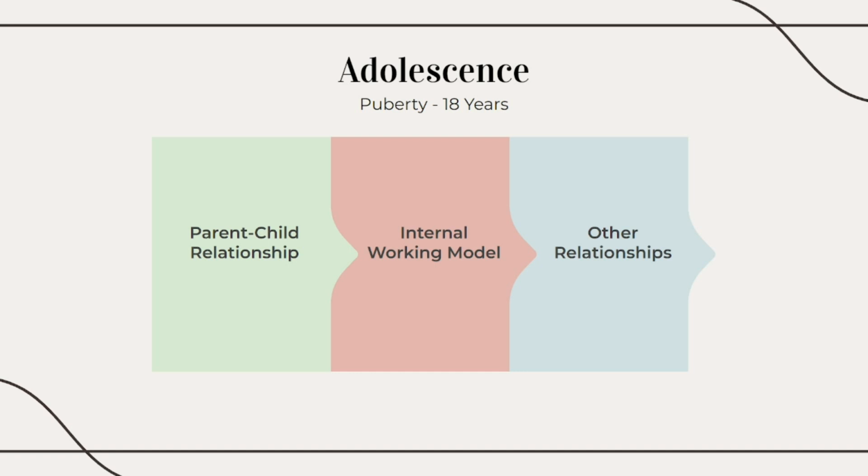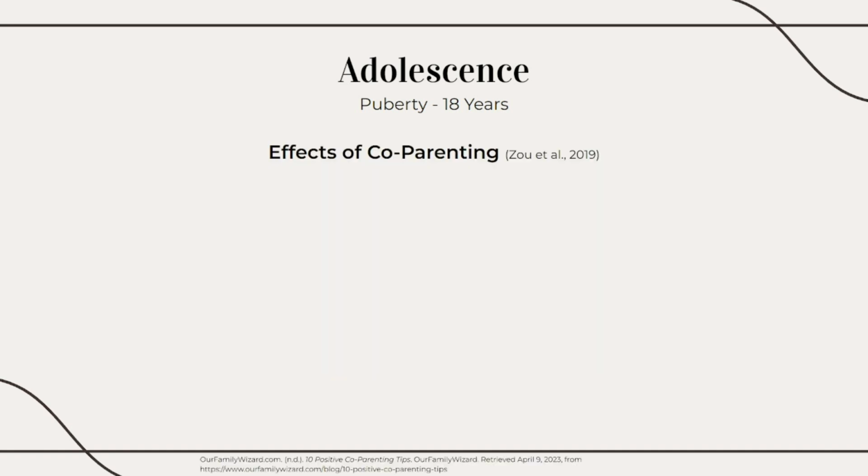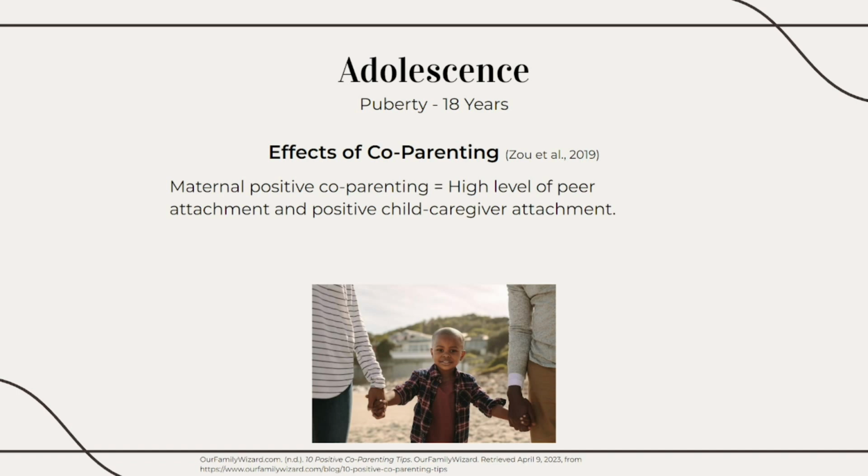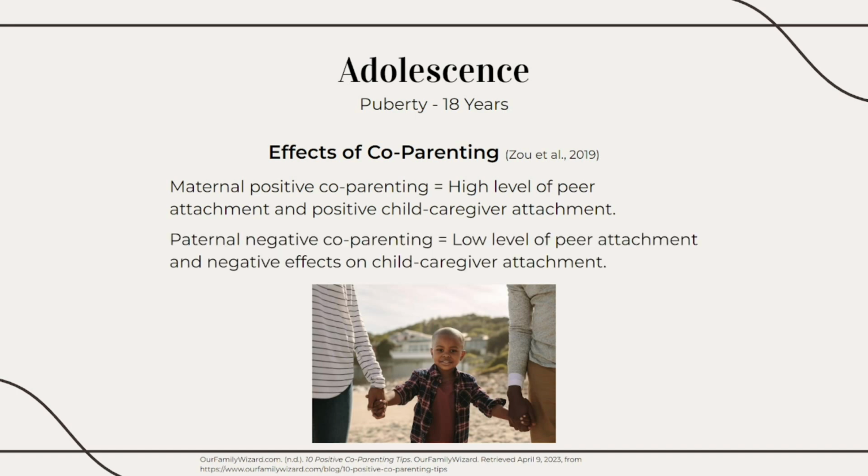A fascinating finding is that the relationship between caregivers in terms of co-parenting can be a predictor of social success for the child. One study found that maternal positive co-parenting behaviors, or co-parenting behaviors that are cooperative and complementary on the part of the child's mother, predicted a high level of peer attachment and an overall positive attachment between the child and their caregivers. Conversely, paternal negative co-parenting behavior was found to predict a low level of peer attachments and had negative effects on the attachment between the adolescents and their caregivers.